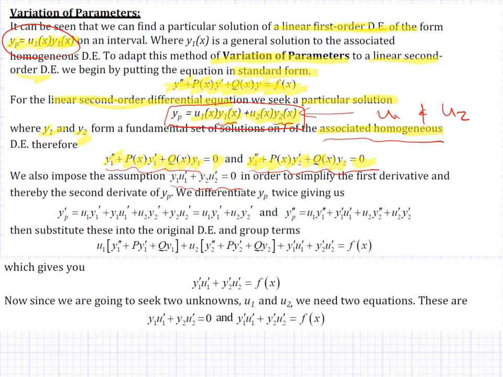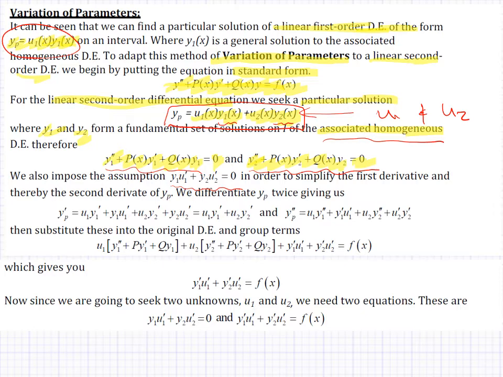Think about this. We could try and solve this with no restrictions whatsoever on U1 and U2. But the problem with doing that is we get caught up in the computation, and it starts to become to the point where we're not going to be able to work with this method.